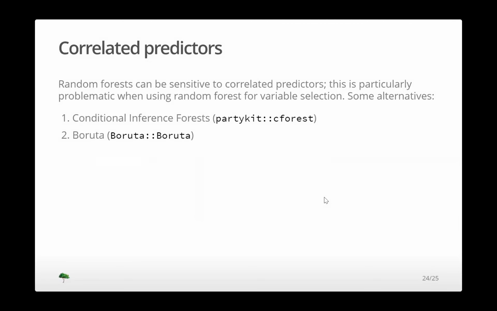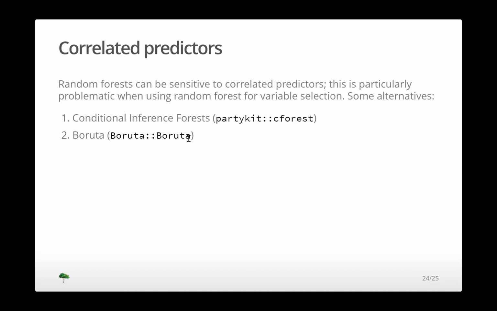What you can do when you have correlated predictors is there are a couple of options. Actually, here are just a few. The internet is full of different options, but conditional inference forests actually perform very well when you do have correlated predictors. So you can access this with PartyKit, and the command here is the cforest.